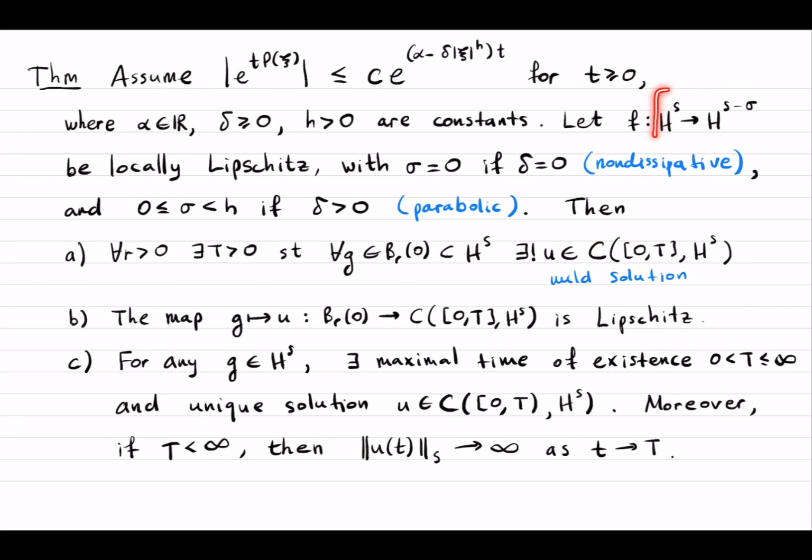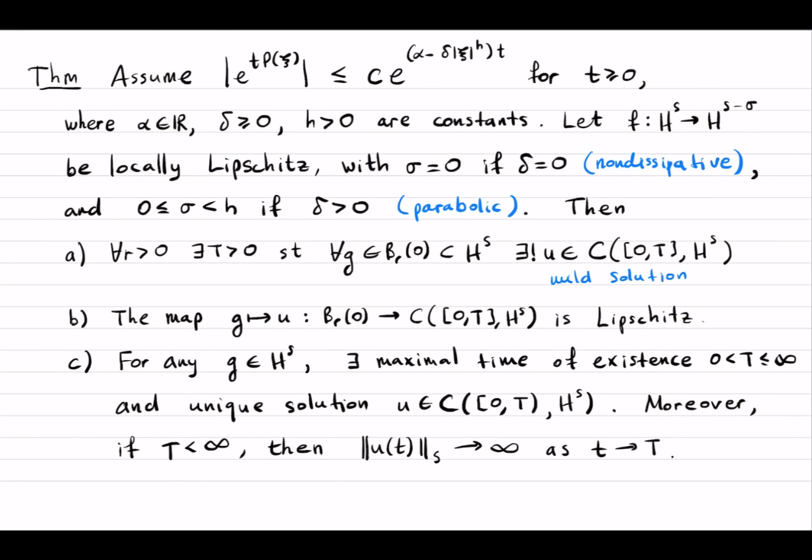That means that in the right-hand side, we can't have any derivatives in the non-dissipative case. And we assume that sigma is strictly smaller than h for the parabolic case. So for example, for second order parabolic equations, h will be 2, and if you assume that the nonlinearity involves only integer order derivatives, then sigma can only be 1. So we can actually afford one derivative in the right hand side of second order parabolic equations in the nonlinearity. And now the statement of the theorem.